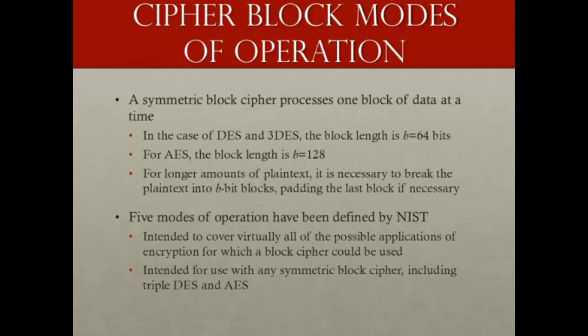To apply a block cipher in a variety of applications, 5 modes of operation have been defined by NIST. The 5 modes are intended to cover virtually all of the possible applications of encryption for which a block cipher could be used. These modes are intended for use with any symmetric block cipher, including triple DES and AES. The most important modes are described briefly in the remainder of this section.